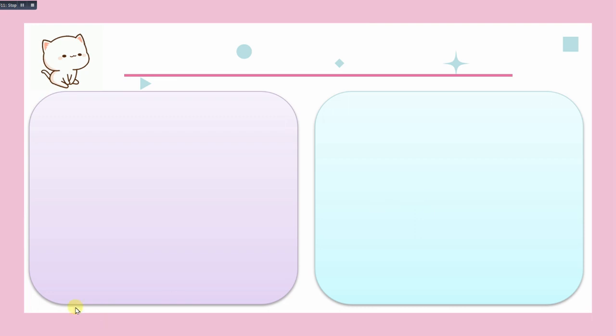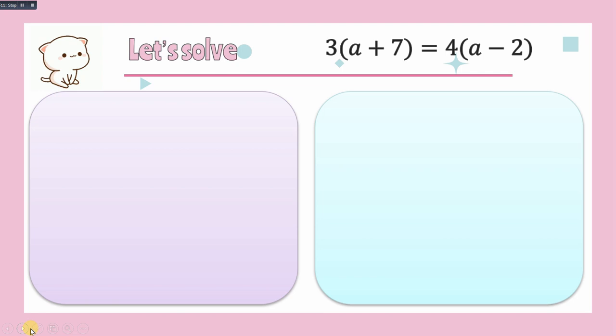What if our given is like this? We have 3 multiplied to the quantity of a plus 7, and 4 multiplied to the quantity of a minus 2. You have first to apply the distributive property to simplify it. So the answer would become 3a plus 21 equal to 4a minus 8.